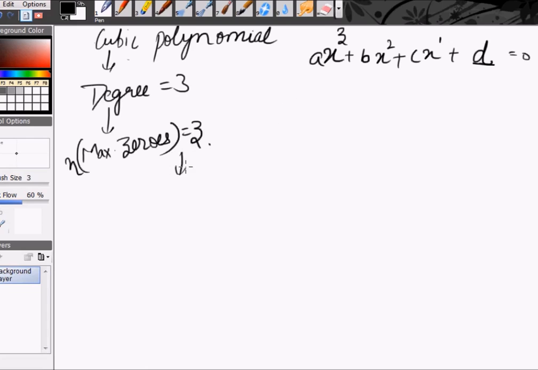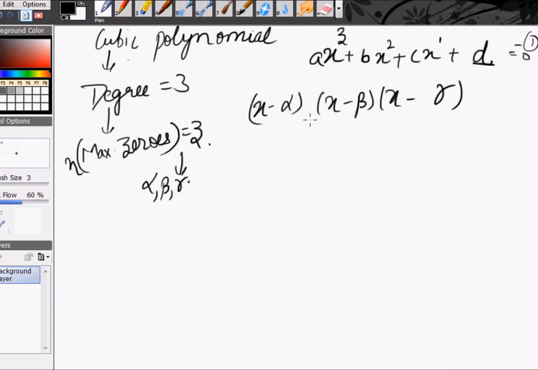Let the zeros be alpha, beta and gamma. Therefore, by factor theorem, x minus alpha, x minus beta and x minus gamma are the factors of the given cubic equation. Now k is justified, which has been proved in the derivation of quadratic equation, to be put in front of this equation.